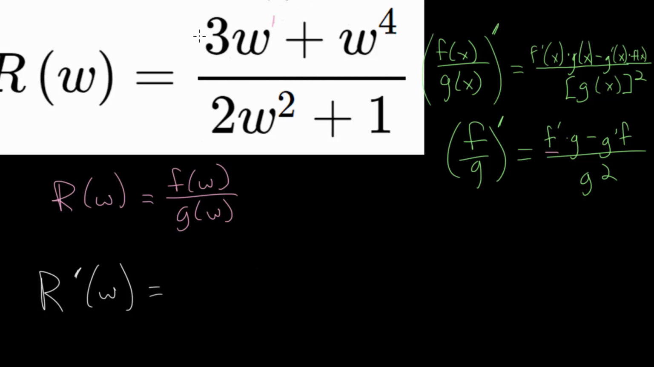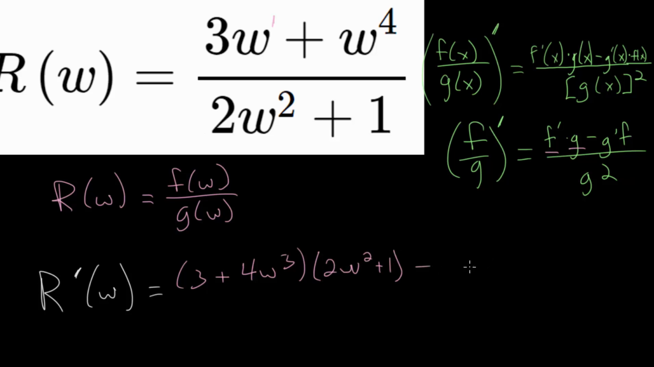So for this numerator function, we are finding the derivative of this. We bring the 1 down, 1 times 3 is just 3. Then we decrease the exponent, so it becomes w to the 0, which is just 1. So we can just leave that as 3. Then for the second term, we bring down the 4, and we subtract the exponent by 1. So the derivative of w to the 4th is 4w cubed. And now we are at multiplication by g, this bottom function, which is just 2w squared plus 1.